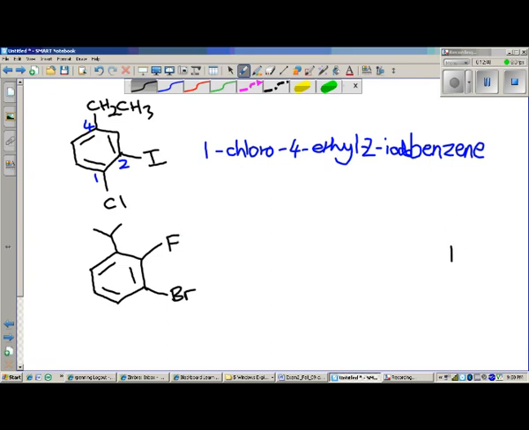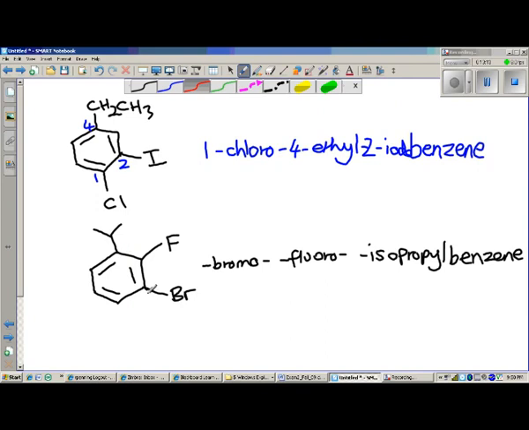So let's just come up with a name. Benzene, we know that's going to be the parent chain because none of these groups change the parent name. And we know we're going to have bromo. We know we're going to have fluoro. And then we know we're going to have isopropyl. Alright. Okay. And then we just do the same thing again.